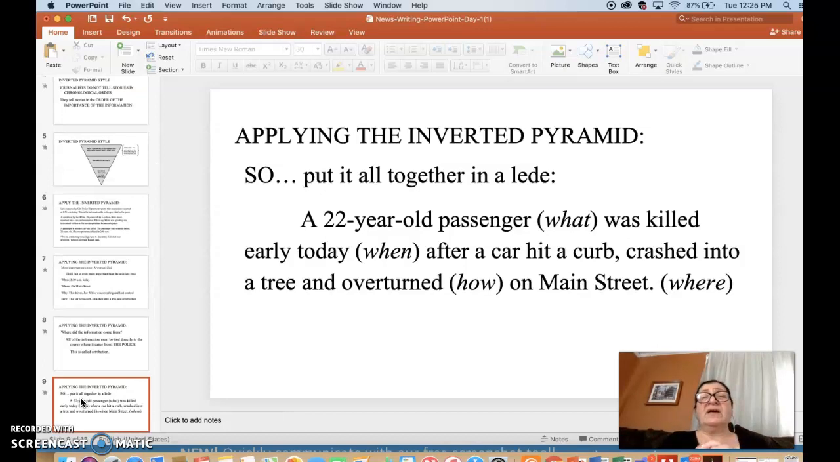So if we put it all together in a lead, we will say a 22-year-old passenger, which is the what, was killed early today when, after a car hit a curb, crashed into a tree, and overturned, how? On Main Street, where? So what is killed? When is earlier today? And then we will give more detail to be more precise at what time. But if it's on this calendar day, we can say today.